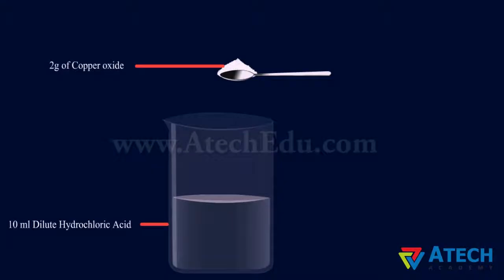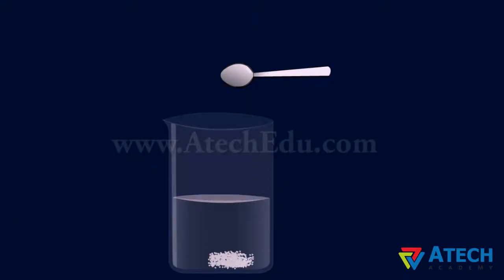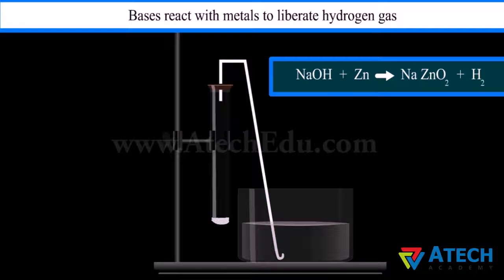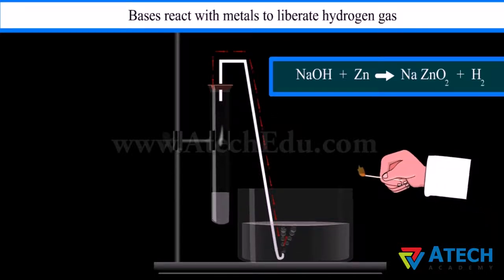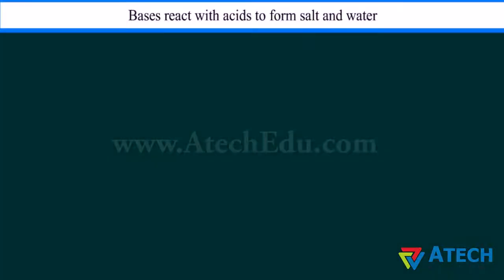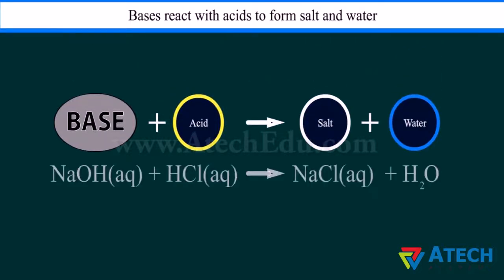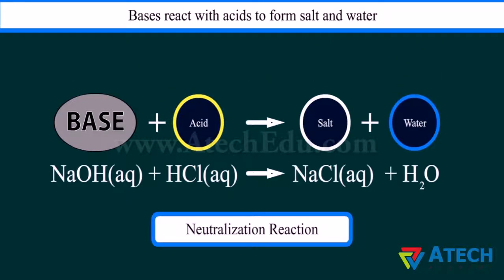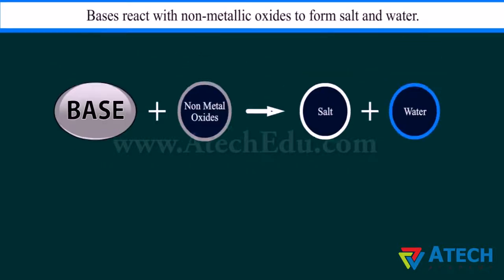Bases react with acids to form salt and water. When an aqueous solution of sodium hydroxide reacts with an aqueous solution of hydrochloric acid, the salt sodium chloride is formed. The hydroxide ion of sodium hydroxide and the hydrogen ion of hydrochloric acid combine to form a water molecule. This reaction is also called a neutralization reaction because the properties of acid and base are neutralized to form salt and water.